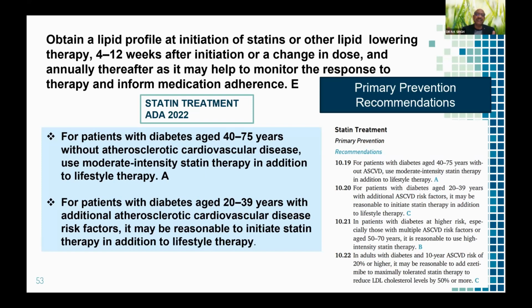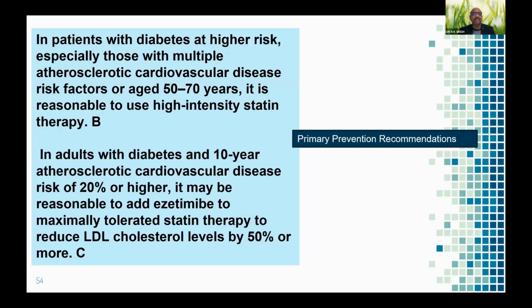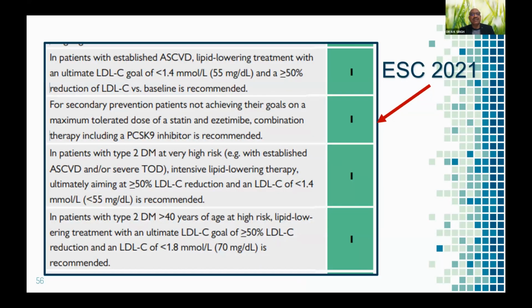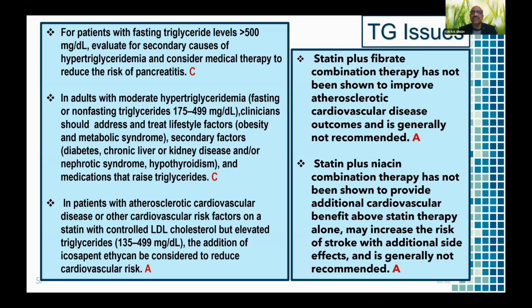The only thing is that if the patient with diabetes is aged 20 to 39 years but has additional atherosclerotic cardiovascular disease risk factors, it may be reasonable to initiate statin therapy. So you see, they have given lots of importance to the statin now. It is quite clear at present. So I just told you about this. For secondary prevention, there is no problem. We all know that in such cases you have to go with lipid therapy, which is well known and well said by all other guidelines.